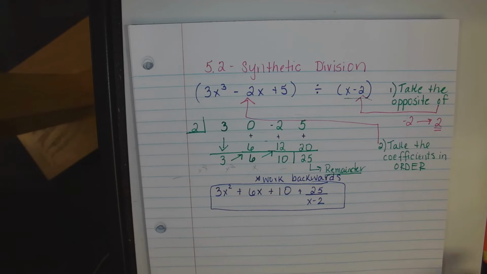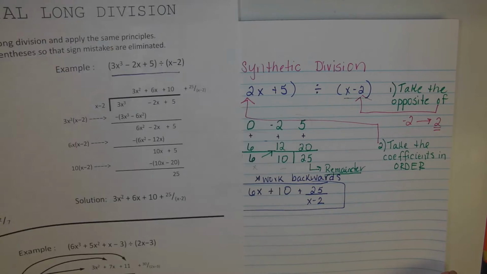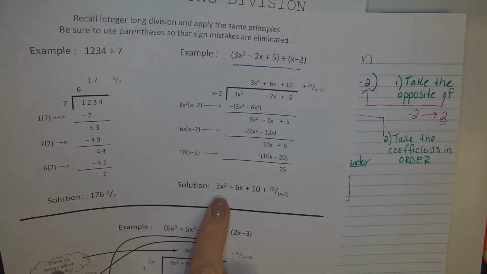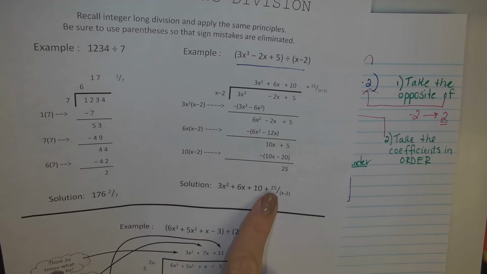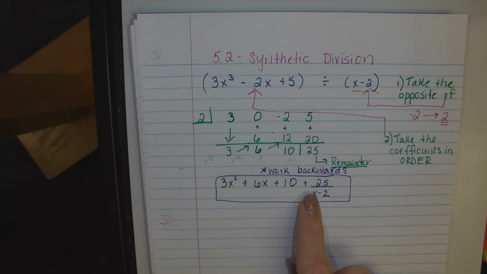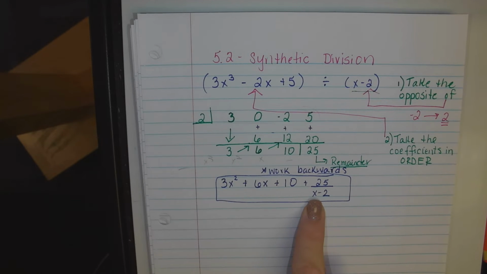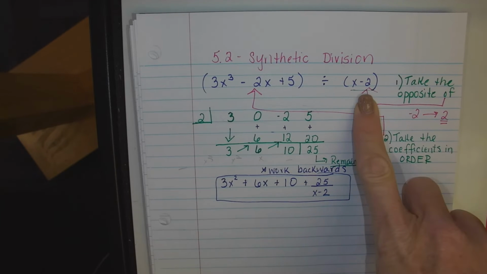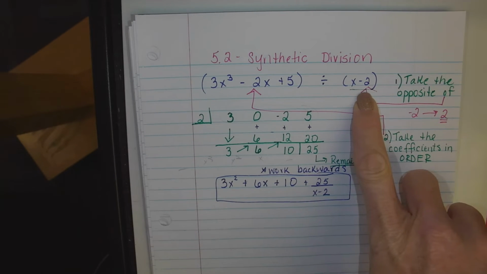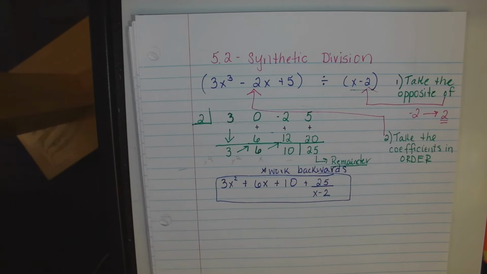Oh, you want to compare? 3x squared plus 6x plus 10 plus the remainder. See what I did with the remainder? 25 over. Where did I get this x minus 2 from? Okay. Let's do another one.